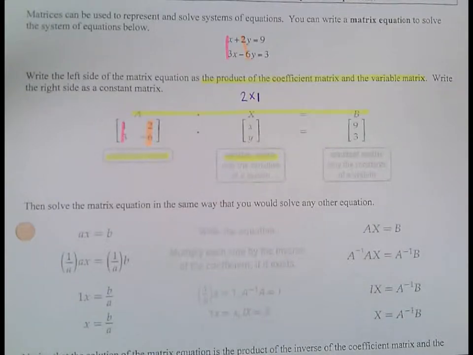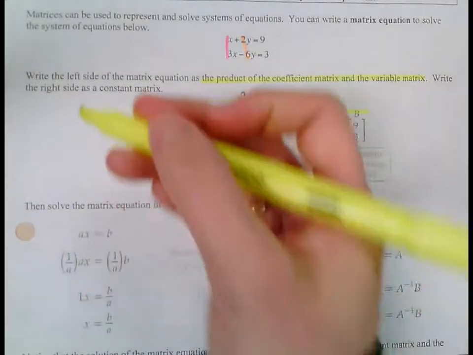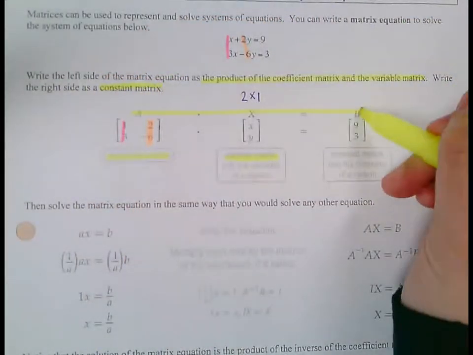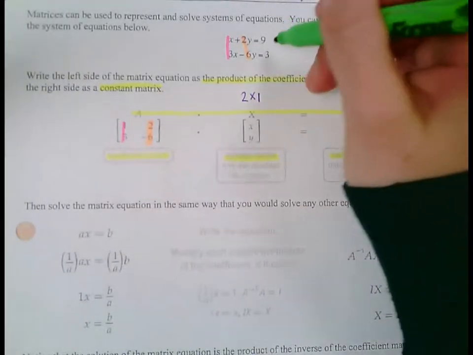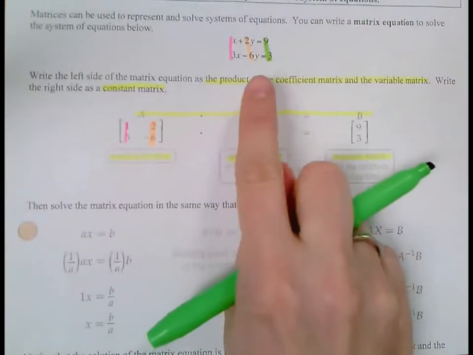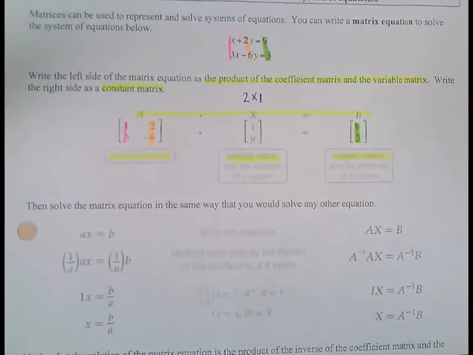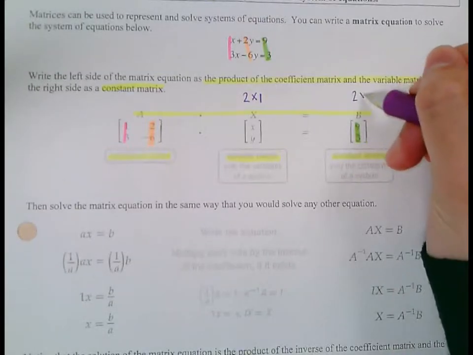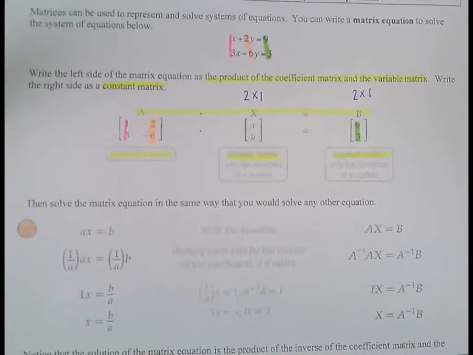And then it's equal to, the right side of your matrix equation is called the constant matrix, and that's matrix B in the equation. And that is just the column of constants from your system of equations. So in the system we were given, the constants are 9 and 3, and that's what makes up that column there. Again, that's going to be a 2-by-1 matrix, just one column, and you'll only have 2 equations, so you would have 2 constants. So we are going to practice taking a system and writing it as a matrix equation.